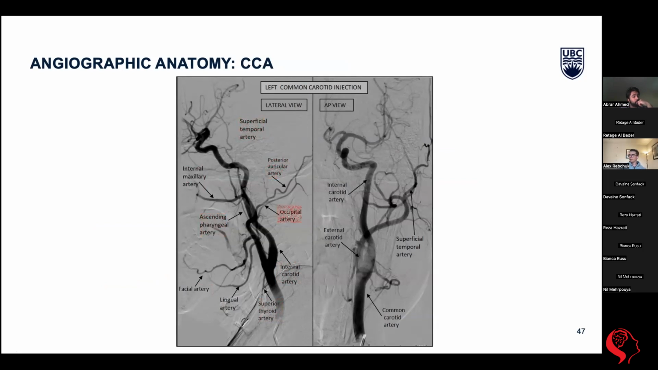But the key thing to highlight here is if you're ever lost looking at these, you're like, what the heck am I looking at? If you're looking at the carotid, the key thing to differentiate is the external carotid, or the ECA, is the one with all the branches coming off. So you can see that here. This one to the left has all these branches coming off.